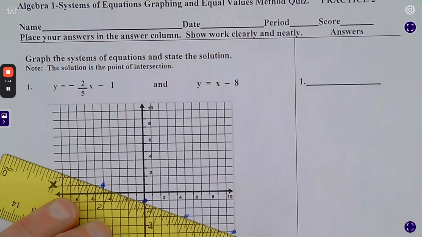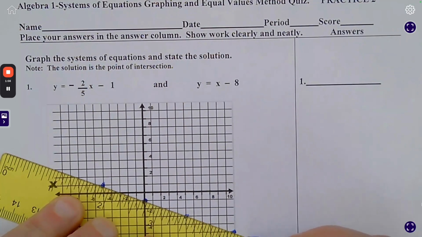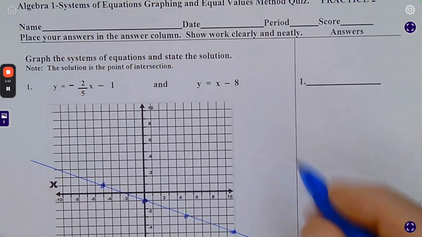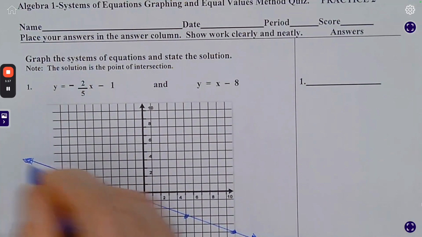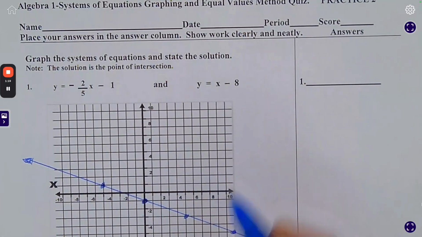Okay, let's draw that line. Make it accurate, please. If it's not accurate, your point of intersection could be off. So make sure you go through those lattice points. Lattice points are points where the grid intersects, right? Okay, now we're going to graph the other line.